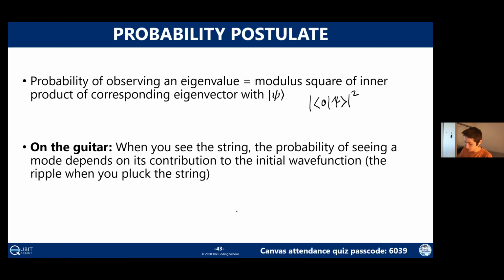So if my initial pluck looked something like this, maybe there's a lot of the first mode, a lot of the second mode, but the third mode is really, really small. Then there would be a higher probability of me seeing the string vibrating in the first mode or the second mode, and a very low chance that I would observe it vibrating in the third mode.